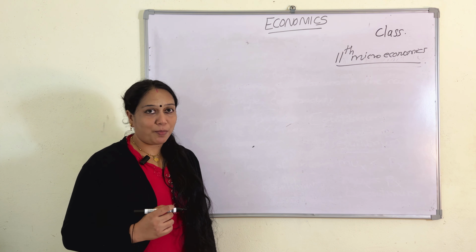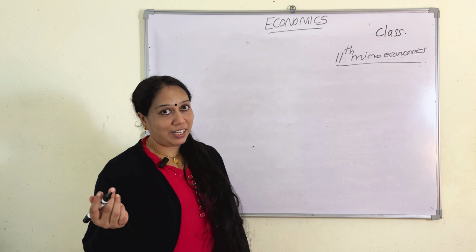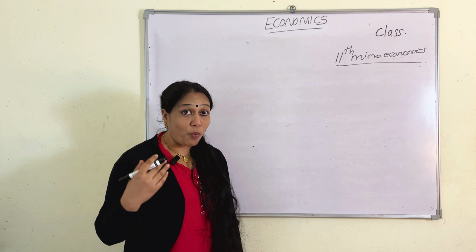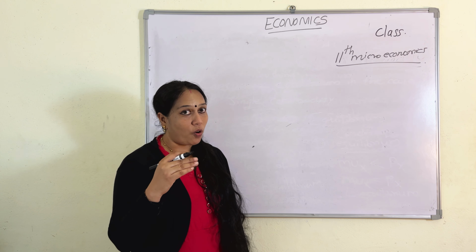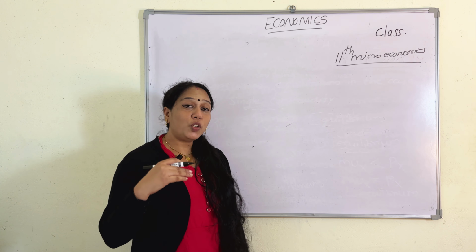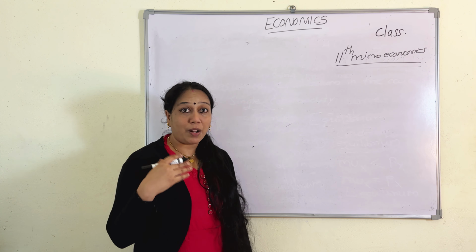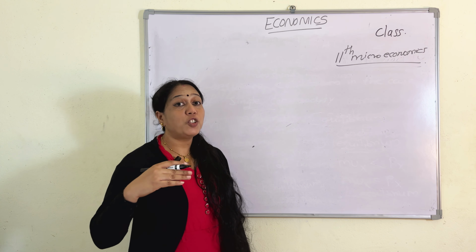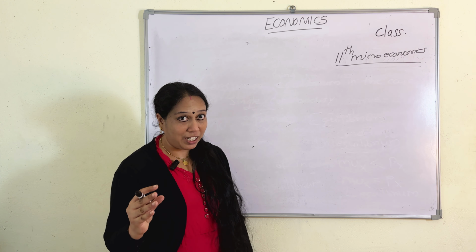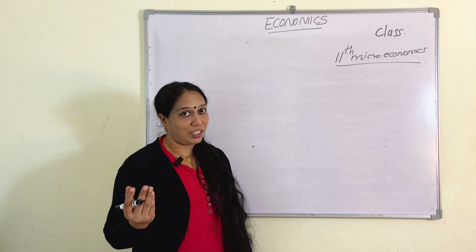Last class we studied the law of diminishing marginal utility. What is the law of diminishing marginal utility? It means as we consume more and more units of the same commodity, the utility or satisfaction goes on decreasing. Suppose you are eating ice cream again and again. You don't get the same level of satisfaction from the sixth ice cream as you got from the first ice cream. That is the law of diminishing marginal utility.